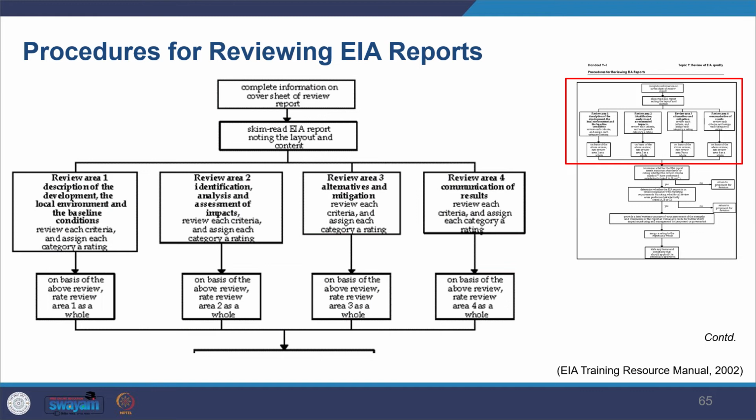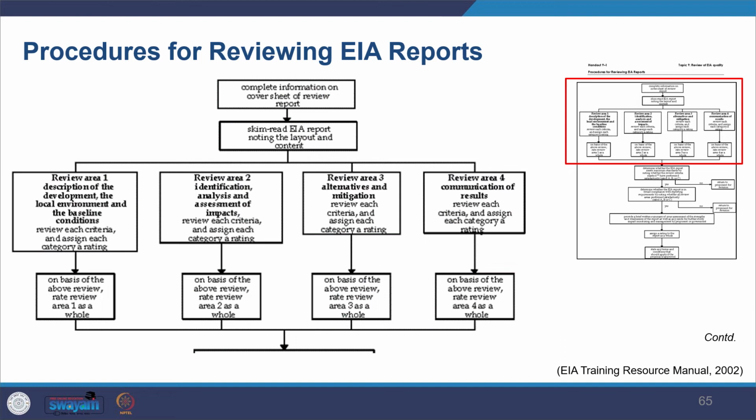Then you have review area 1, review area 2, review area 3, review area 4, depending on the description of the developments and the local environment and baseline condition. So review area 2 covers identification, analysis and assessments, alternatives and mitigation, communication of the results. So all these areas, how you are describing, how you are identifying, how you are looking at the alternatives, how you are communicating the results, all become very important for how your report will be evaluated for its quality.